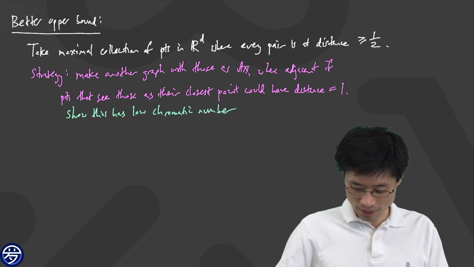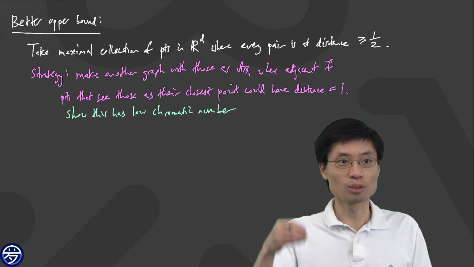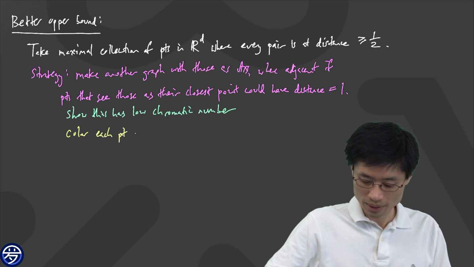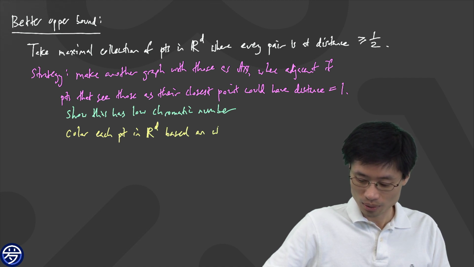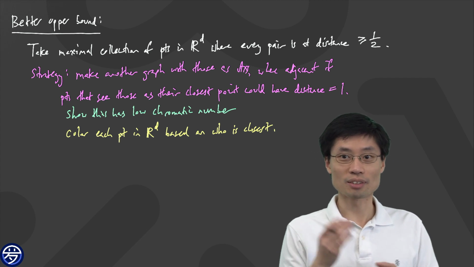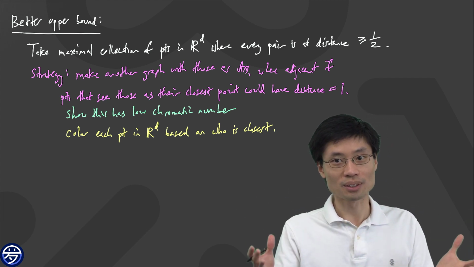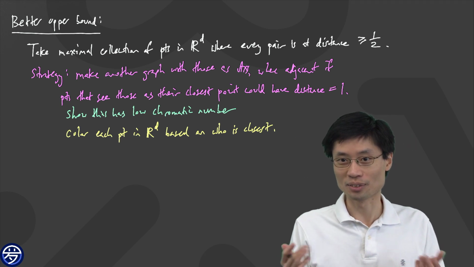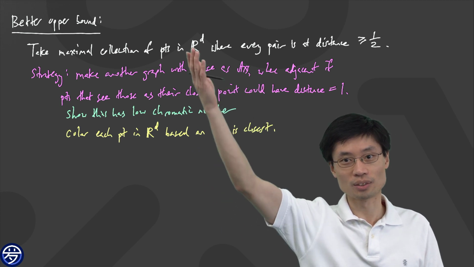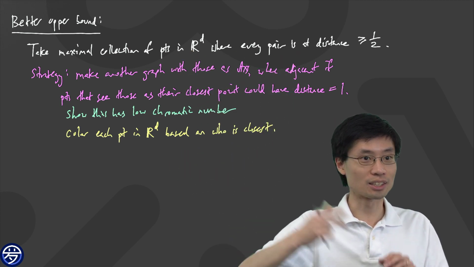And then you just color every point in R^d based on who is the closest. So you just take the color of the closest one. So why is this interesting? Well, I've got all of these points, this maximal collection of points with distance at least 1/2. Now what happens? Well, I have to find out just this piece here. Because you can always put this thing down. Oh yeah, if there's a tie, just pick any one of them.